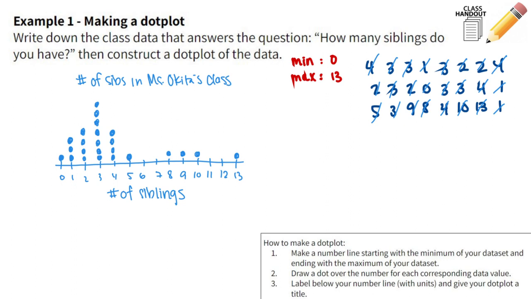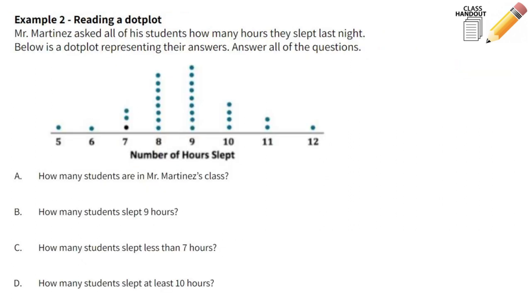From this data set, we can see, for instance, that only one student had 0 siblings. We can see that 4 students had above 7 siblings. So from the graph, we can easily answer questions more so than by looking at the data when it's unorganized. All right, so now let's talk about how to read dot plots.